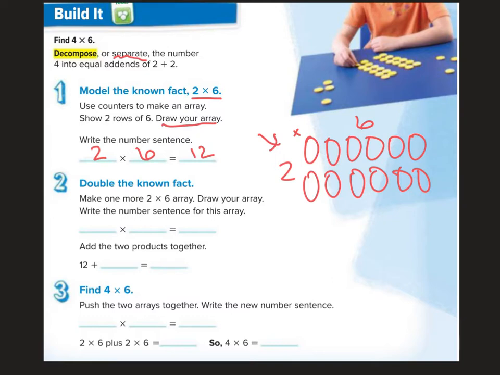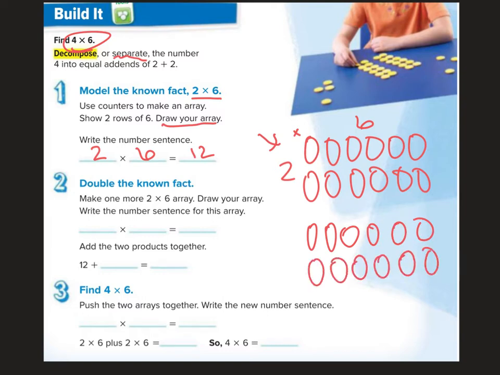But we could also think of it as doubling a known fact, because our original problem was 4 times 6. If I'm trying to do 4 times 6 and I only did 2 times 6, let's draw another array of 2 times 6. So I have another array of 2 times 6. Write the number sentence for this array. It would still be 2 times 6 is 12. So if I add 12 and 12 together, I'd get 24.